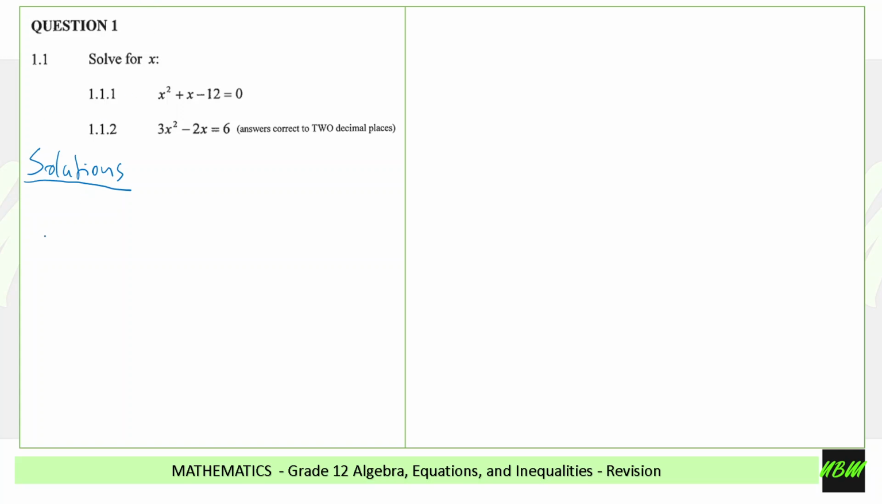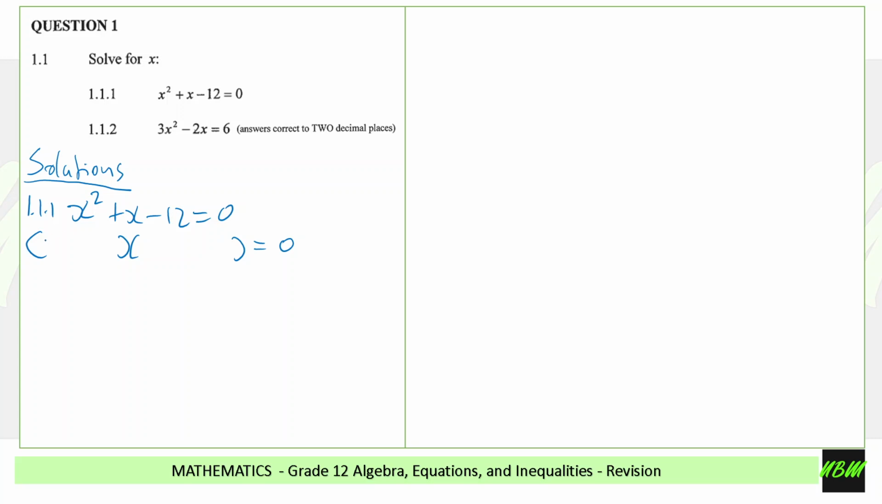Alright, looking at question 1.1.1, we have to solve for x. In 1.1.1, we are solving the quadratic equation x squared plus x minus 12 is equal to 0. Our equation is already in standard form, the form ax squared plus bx plus c is equal to 0. So the first step will be to factorize.